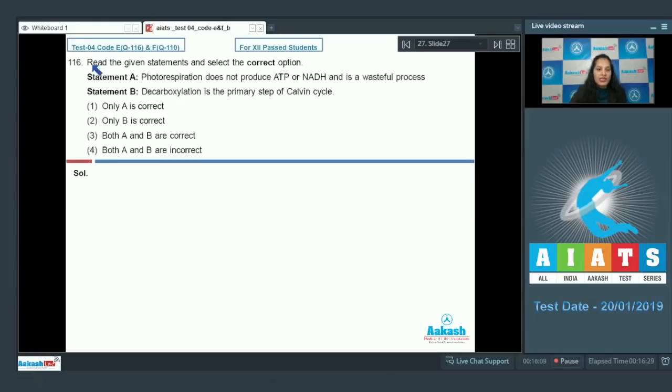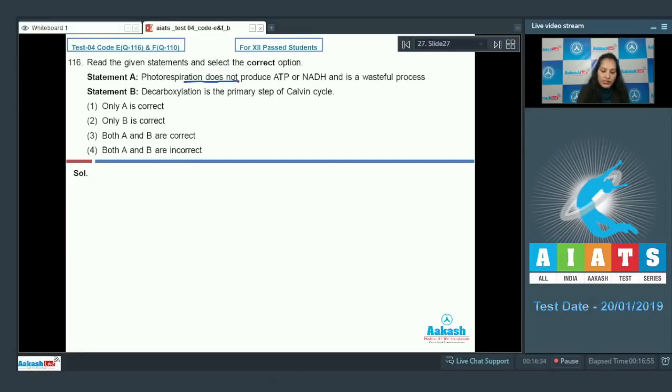Question number 116. Read the given statements and select the correct option. Statement A. Photorespiration does not produce ATP or NADH and is a wasteful process. Statement B. Decarboxylation is the primary step of Calvin's cycle. First option only A is correct. Second only B is correct. Third both A and B are correct. Fourth both A and B are incorrect.